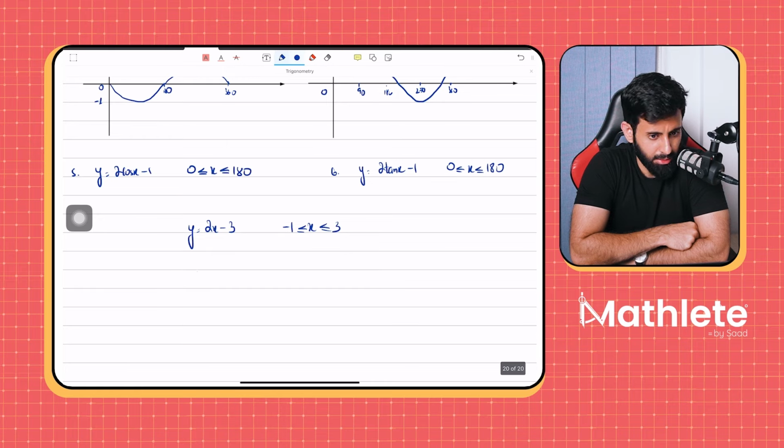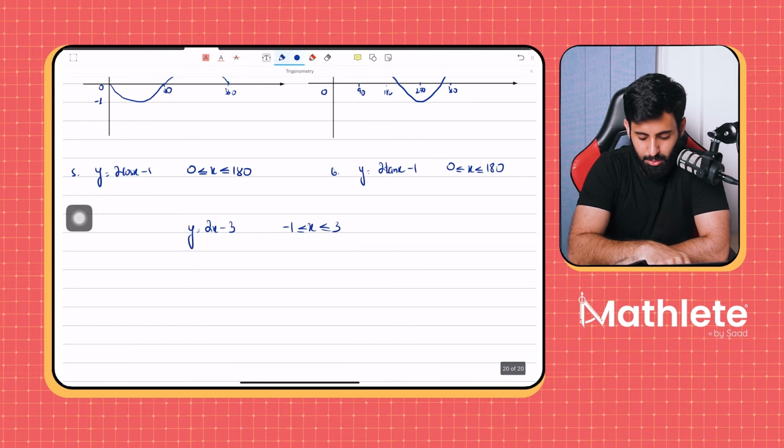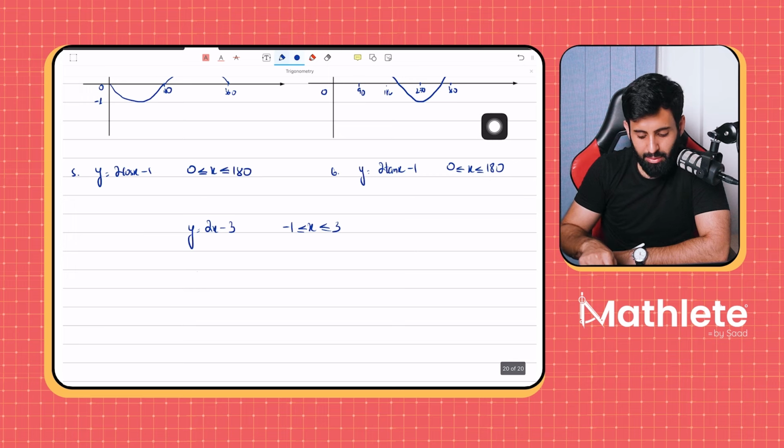Will there be an asymptote at 180? No, the asymptote will be at 90. That won't change. So for 2 tan x minus 1, you'll have an asymptote at 90, and then at 270, which is out of range.